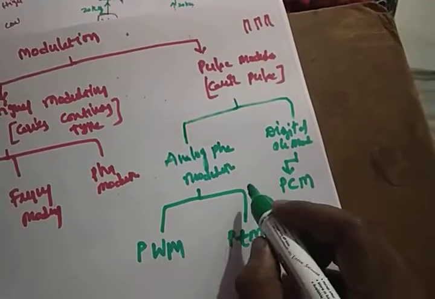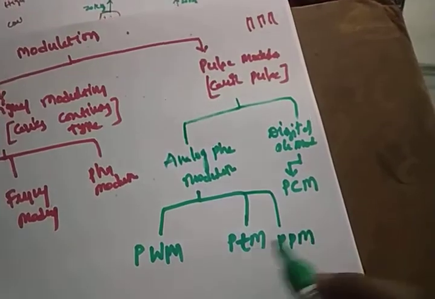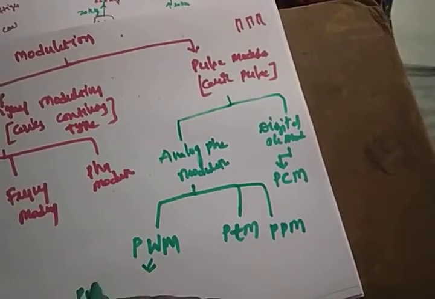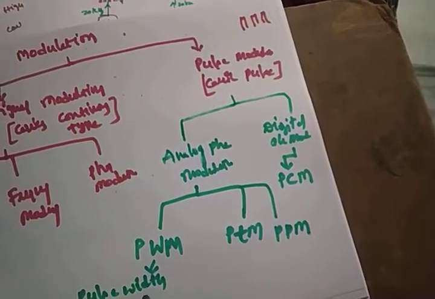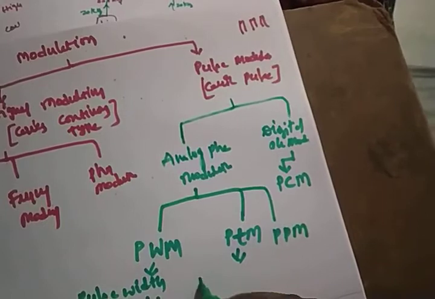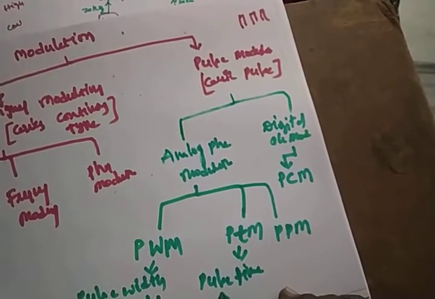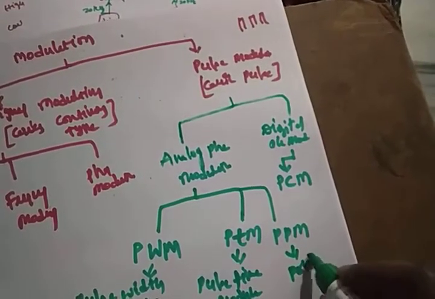And one more model is there, that is called PPM, pulse position modulation. So this is called pulse width modulation. This is called pulse time modulation. This is called pulse position modulation.